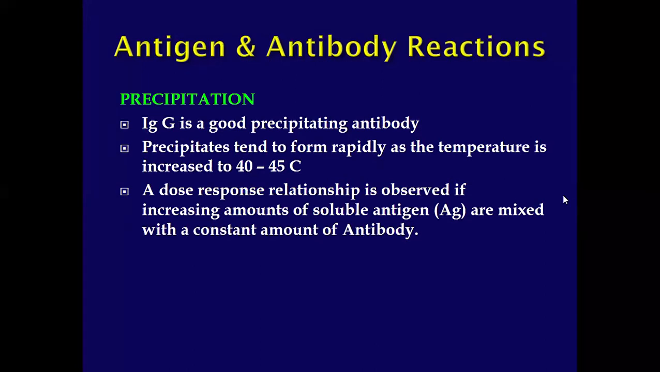Again, your immunoglobulin gamma is a good precipitating antibody. Its precipitates are observed to form rapidly as temperature is increased to 40 to 45 degrees. So what enhances the reaction is a temperature between 40 to 45 degrees. What will happen if you go beyond 45 degrees centigrade? You cannot see a visible reaction.